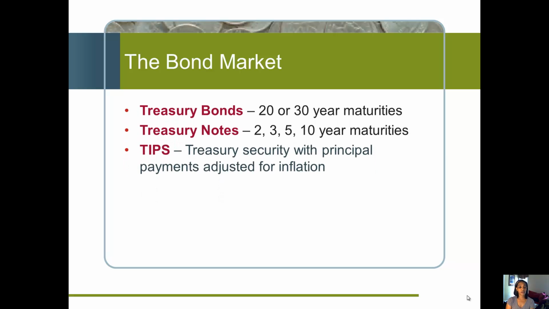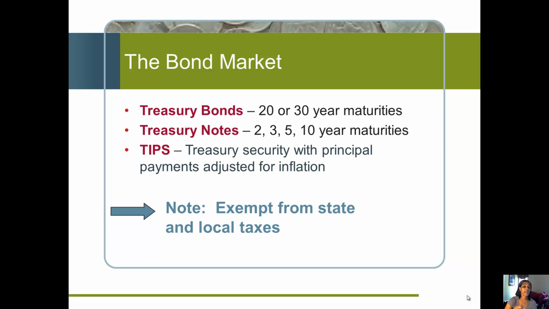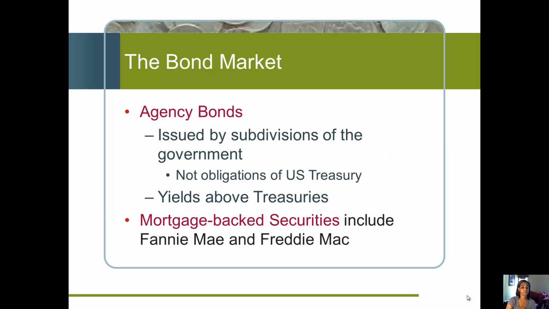So going back through a few of those, Treasury bonds are going to be long-term securities issued by the government that mature in 20 to 30 years. Treasury notes are considered medium-term securities because they'll mature in 2 to 10 years. And then TIPS are Treasury securities that are adjusted for inflation. And the nice thing about these that you have to remember is that they are exempt from all state and local taxes. Not federal, but state and local.